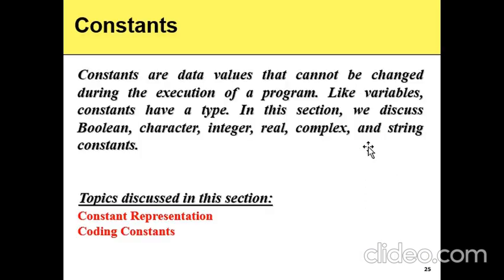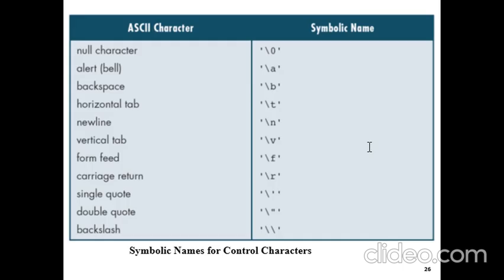Next, what is a constant? Constant means once the value is initialized, it cannot change during program execution. Constants are data values that cannot be changed during execution of the program. Like variables, constants have types. In this section, we discuss Boolean, character, integer, real, complex, and string constants. There are ASCII characters.